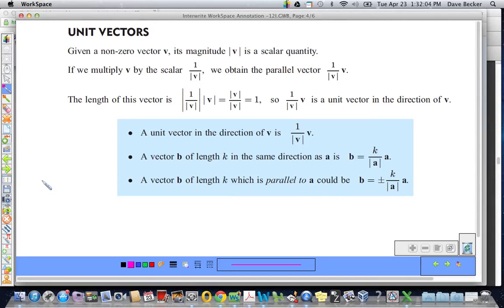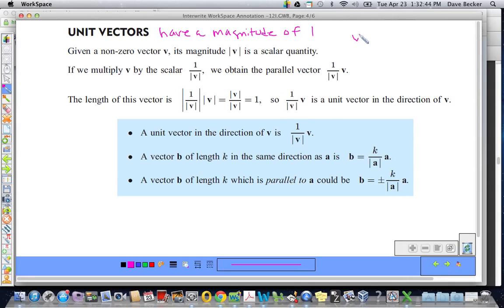Okay, moving forward. Unit vectors. Remember, unit vectors have a magnitude of 1. That is the requirement for a vector to be a unit vector. So if I have a non-zero vector v, its magnitude is a scalar quantity. We know that it's a number. If we multiply v by the scalar 1 over the magnitude of v, we obtain the parallel vector 1 over magnitude v times v. The length of this vector is 1. It will always be 1.